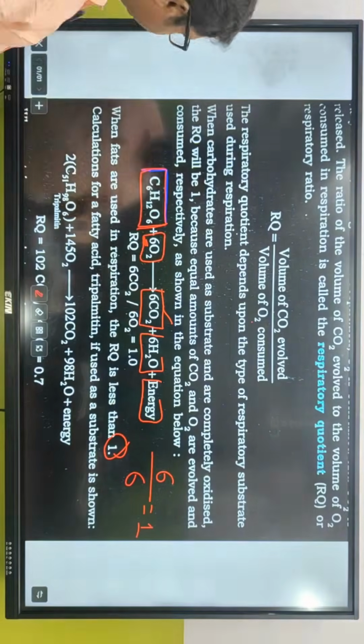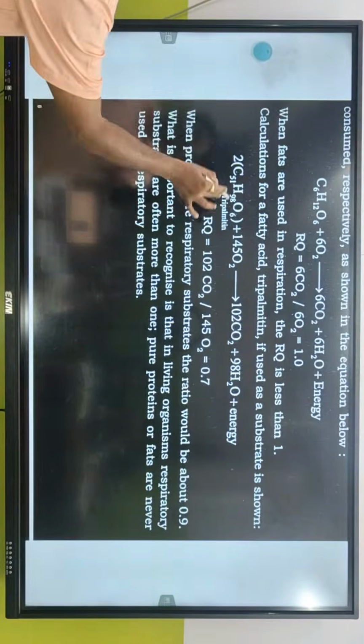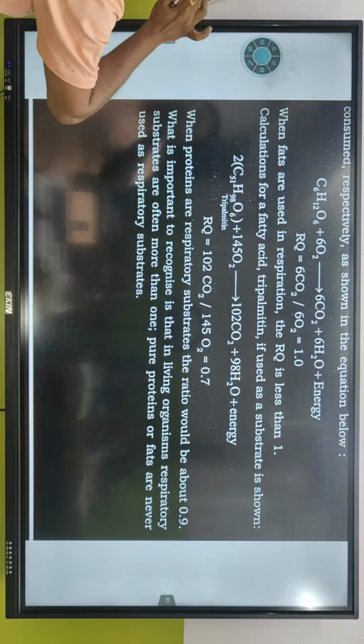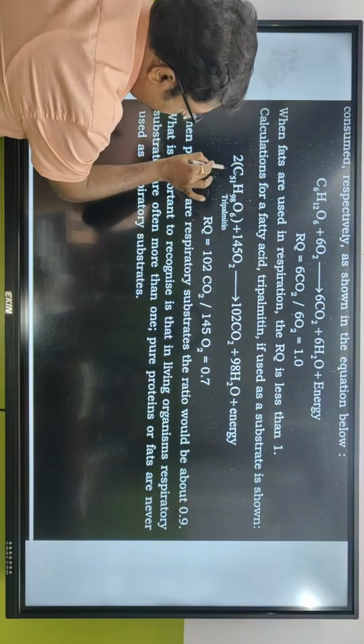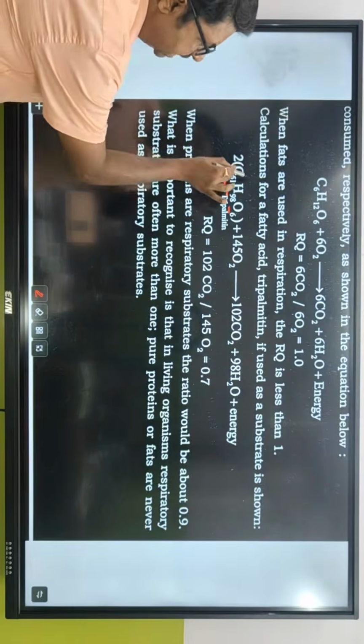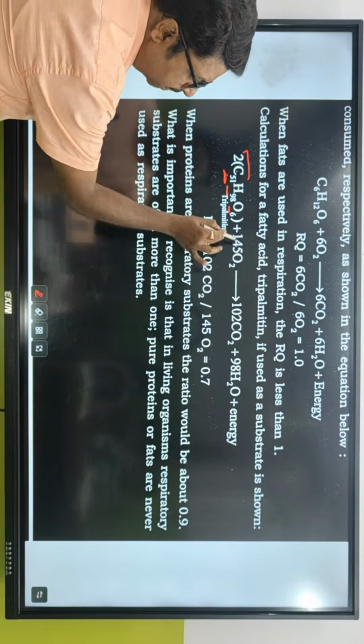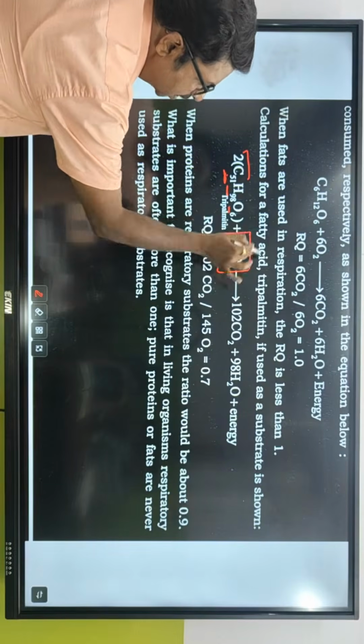But you can see in some of the fats like tripalmitin, this is tripalmitin. So what you have to remember is the complete formula. C51H98O6. C51, 2 into C51H98O6. How many oxygen consumed?